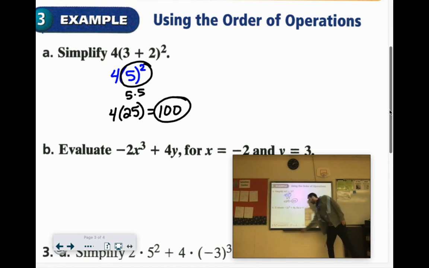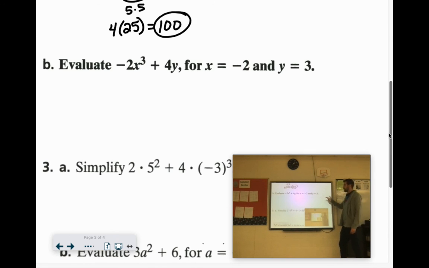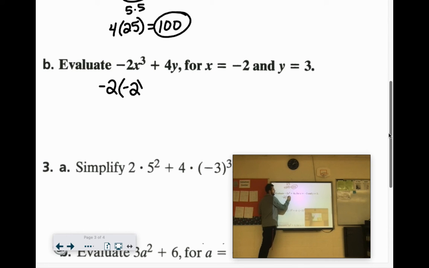And the last type of problem we're going to have is evaluating with the order of operations. So they give us what to put in for x and y, and then we just need to use our order of operations to solve. Important to put it in parentheses when you substitute it in. So x, they said, is negative 2, and y is 3.